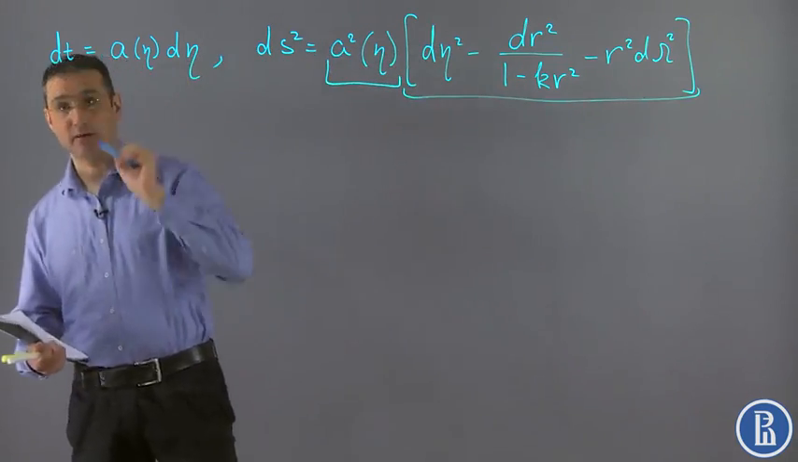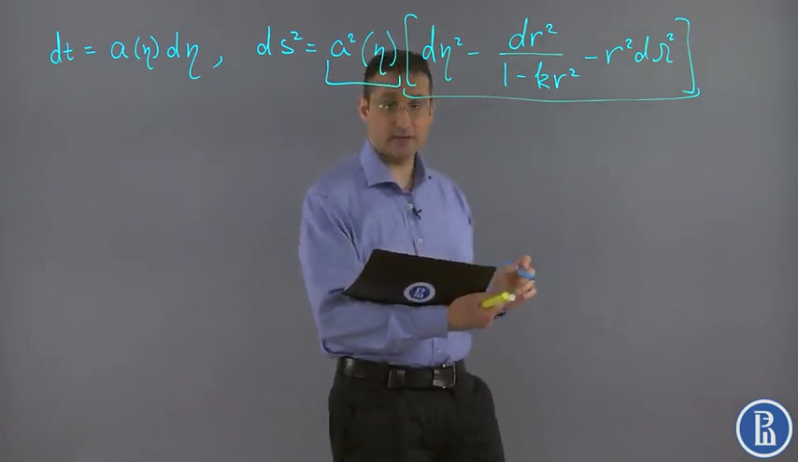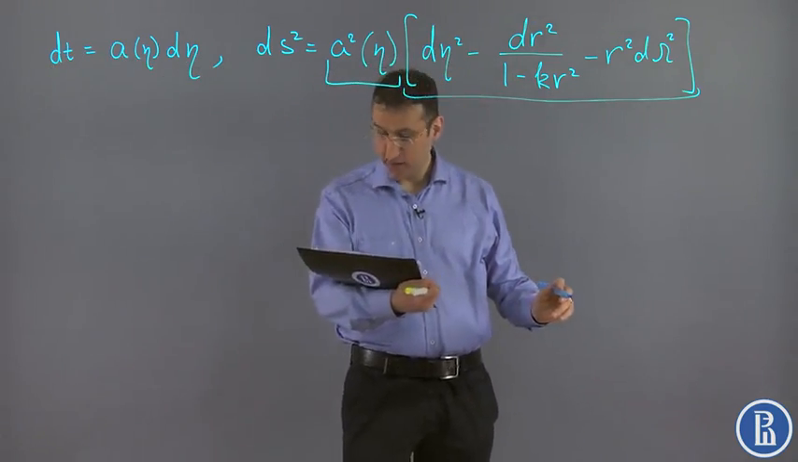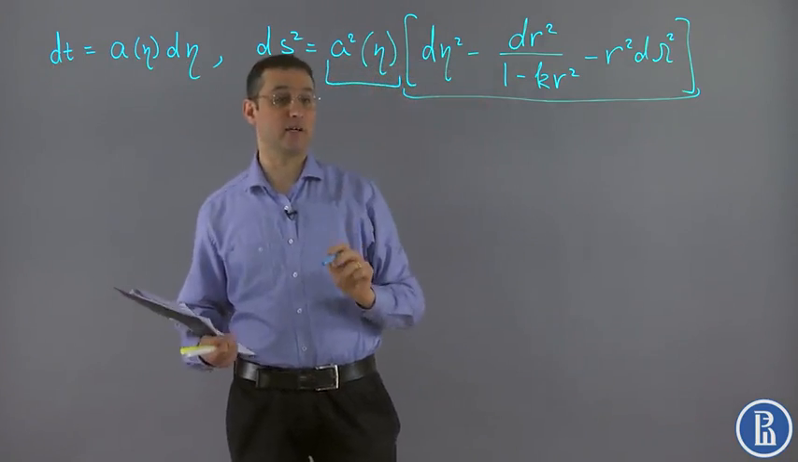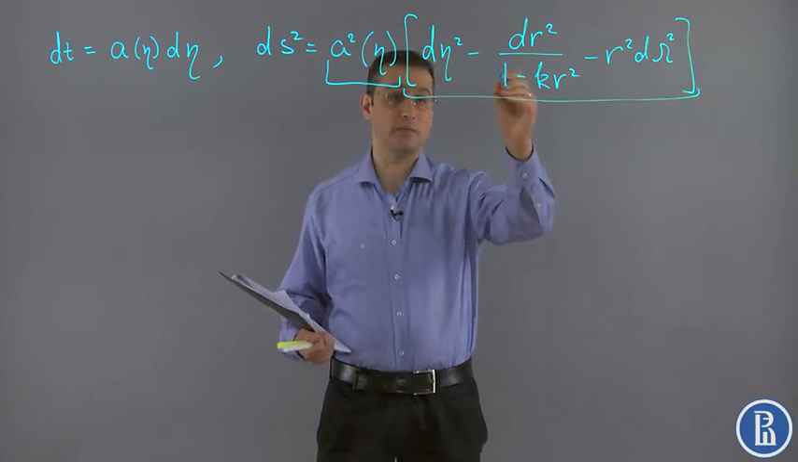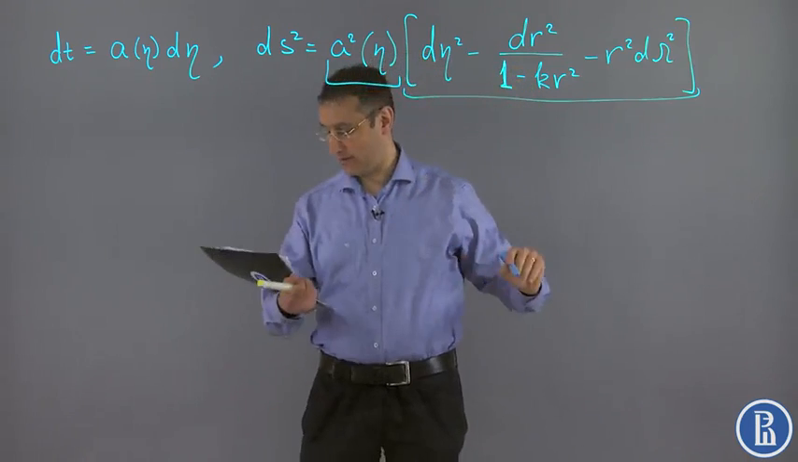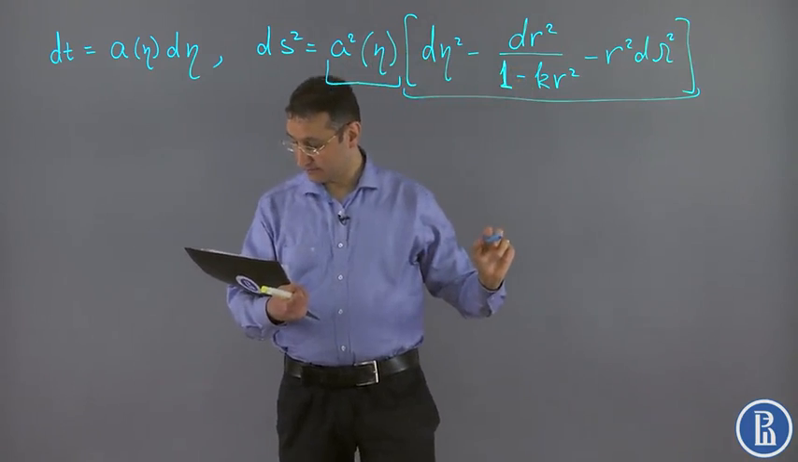Unlike this t, this eta is conformal time. We actually have encountered this eta in the lecture on Oppenheimer-Snyder collapse. That is exactly that eta which we have seen there.